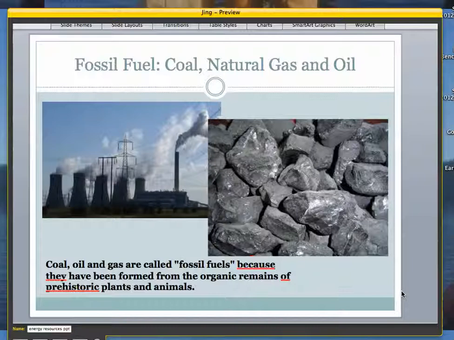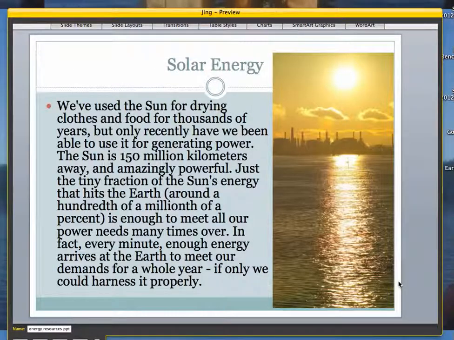Fossil fuels. Coal, natural gas, and oil are all fossil fuels. They are called fossil fuels because they've been formed from organic remains of prehistoric plants and animals. This would be your examples, and this would be a fossil fuel plant. They're burning fossil fuels here in this photo. Solar energy.